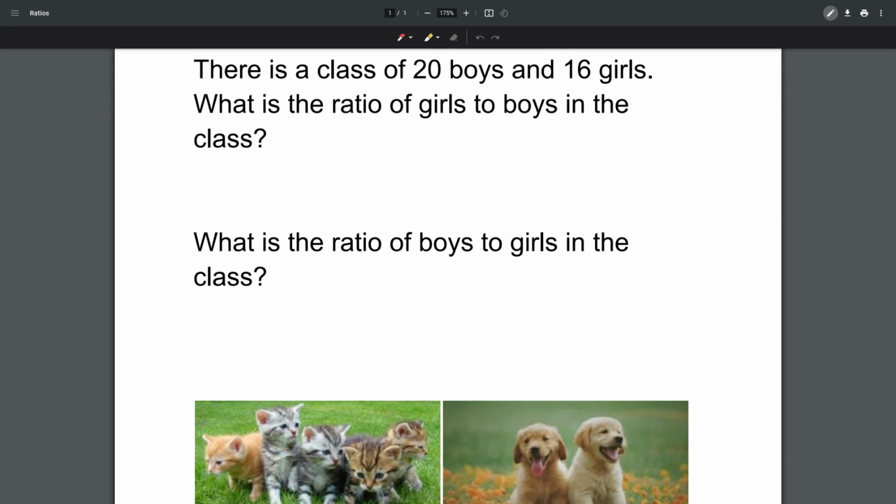We're going to talk about ratios, so let's get to it. Let's look at this first problem. There's a class of 20 boys and 16 girls. What is the ratio of girls to boys in the class?